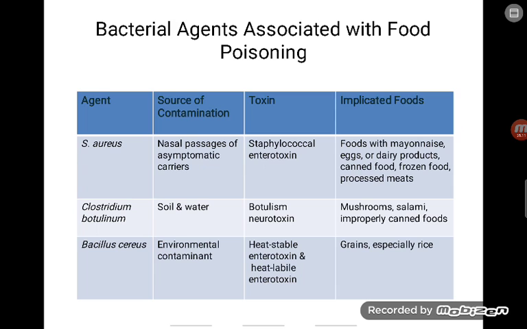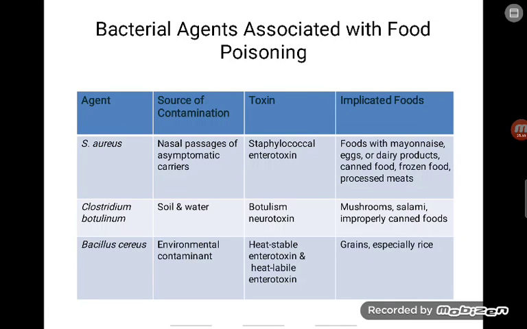You see here that in S. aureus associated food poisoning, the source of contamination is the nasal passages of asymptomatic carriers, people working in food preparation or processing. The toxin is the staphylococcal enterotoxin, again a toxin that works on enterocytes, so we call it enterotoxin. Implicated foods include mayonnaise, eggs, dairy products, canned food, frozen food, or processed meats.